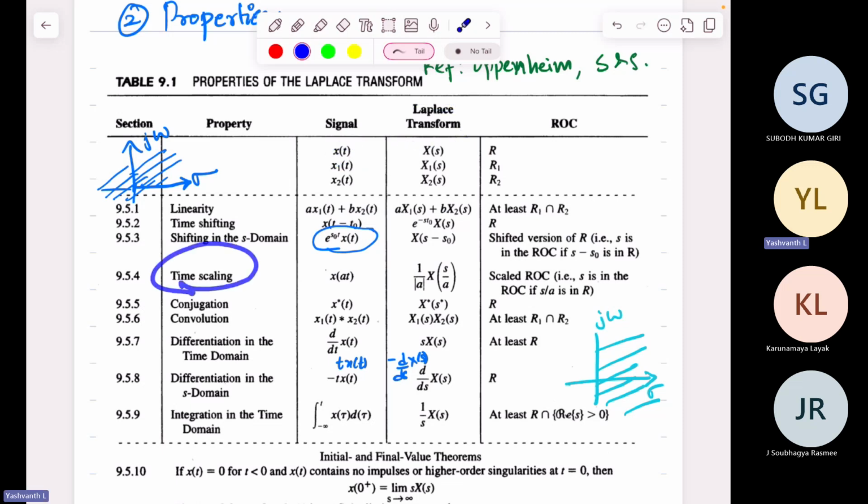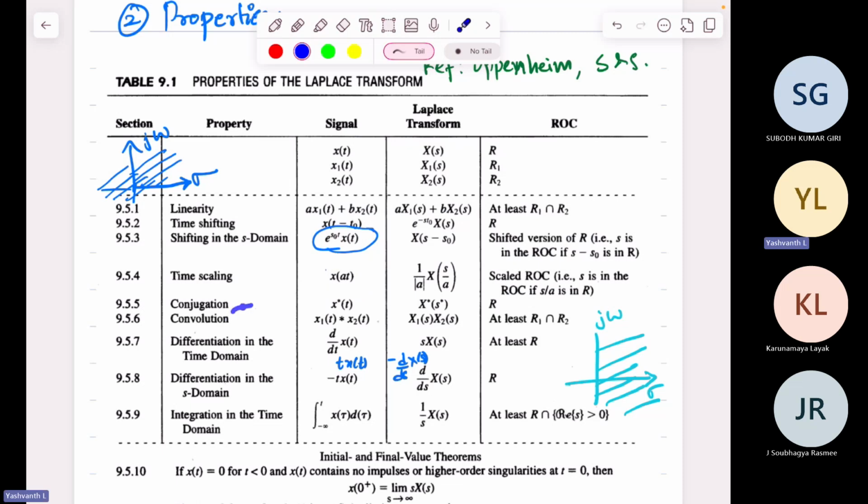Next property is time scaling. If the signal x of t has the Laplace transform X of s, then x of at will have the Laplace transform 1 by mod a times X of s by a. What will be the ROC? The ROC will be the scaled version of the ROC R. So R, let's say, was the ROC. Now you will have the scaled version of R as the ROC for the Laplace transform of x of at.